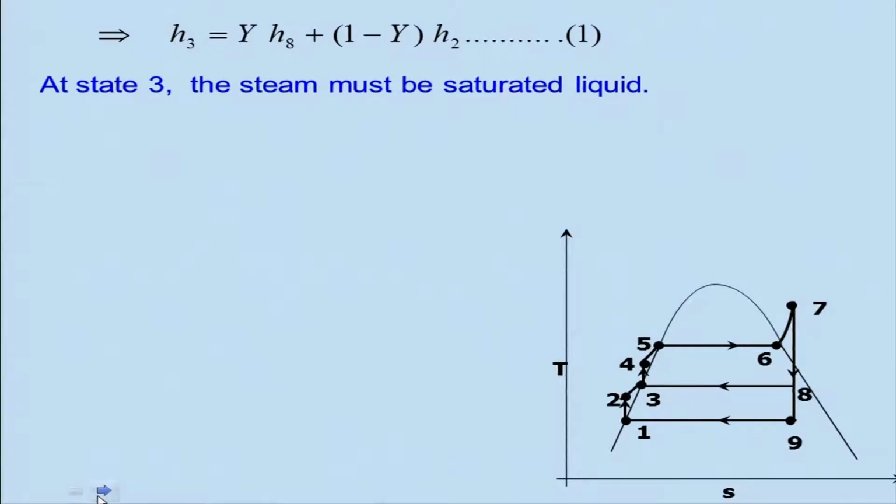So, at state 3, if you look at there, the steam must be saturated liquid, and if you mix together in an open feed water heater, then naturally it will go to the saturated state. But if you go for a closed feed water heater, you need to ensure it. So, therefore, that is also quite complex.